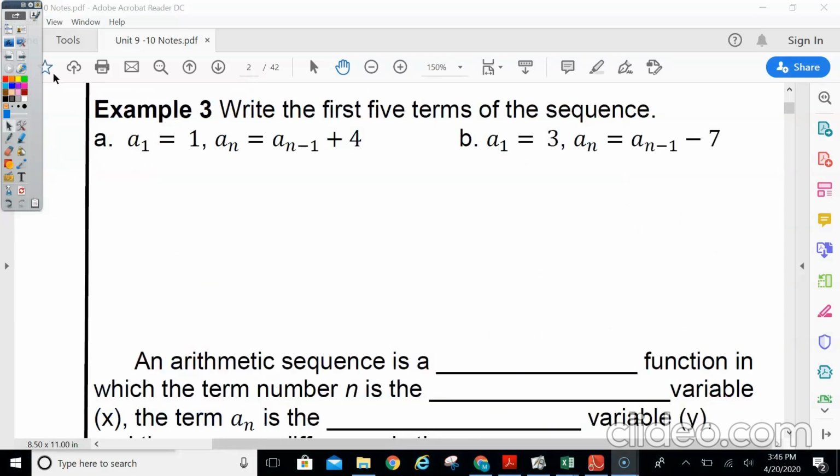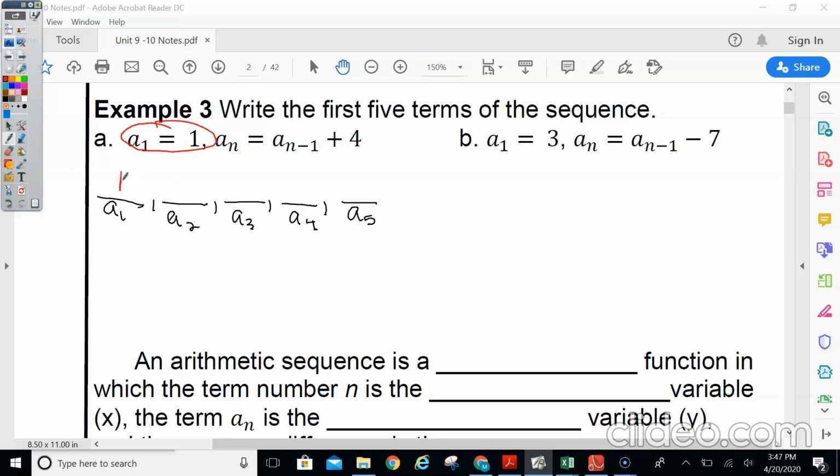Alright, so for example number 3 here, we're given a recursive notation, and it wants us to find the first 5 terms in the sequence. So when it asks for the terms, I always make spaces. So we have a space for a sub 1, and then a sub 2, a sub 3, a sub 4, a sub 5. Okay, so a sub 1 is given to us. It has to be given to us, the starting one. And then to get the other ones, it's saying the common difference is adding 4. So consecutively, to get the next one, I'm just going to add 4.